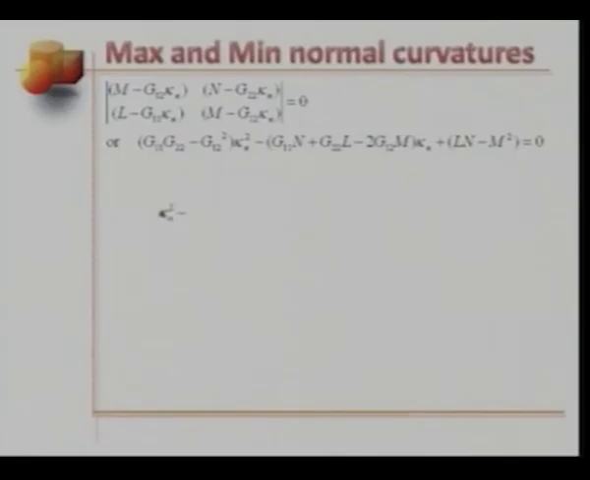So kappa sub n squared minus (G11 N plus G22 L minus 2 G12 M) over (G11 G22 minus G12 squared) times kappa n plus (ln minus m squared) over (G11 G22 minus G12 squared) is equal to 0. This equation is the rewritten form of this one.